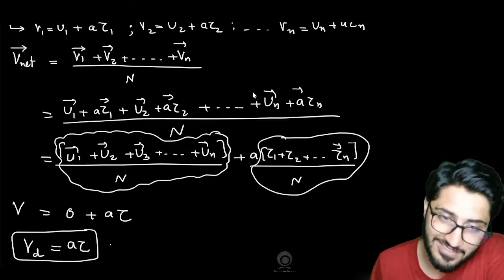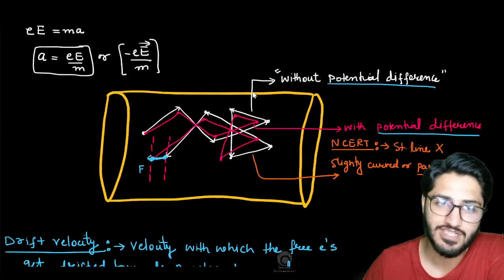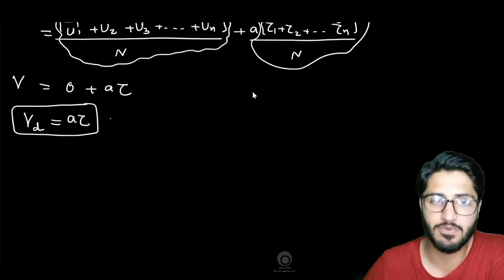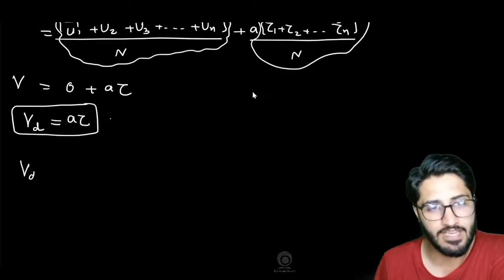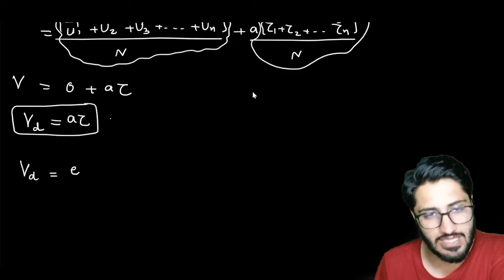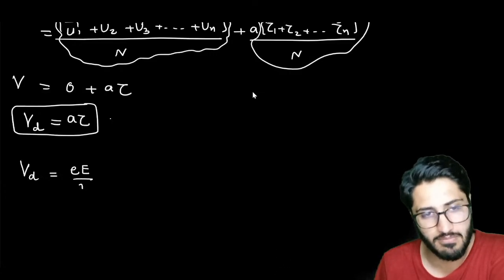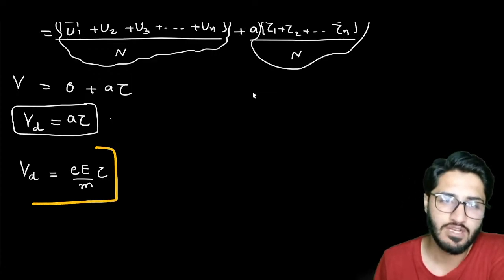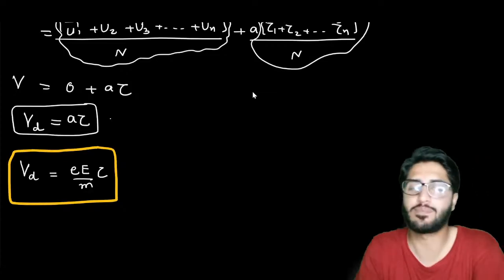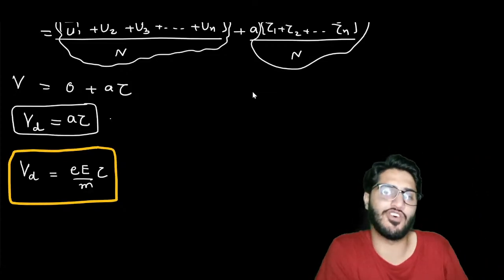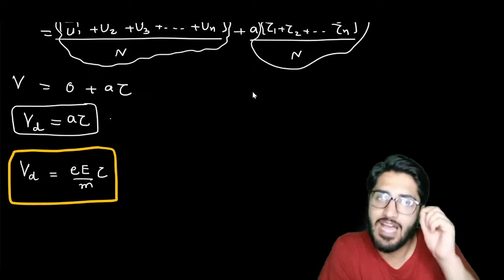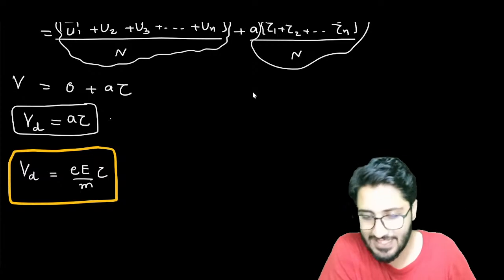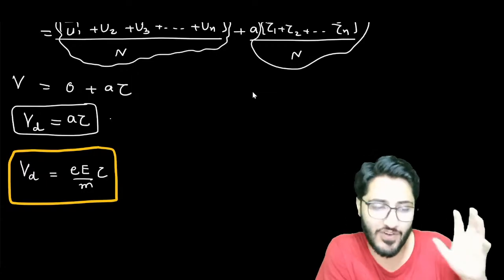And what is acceleration? Sir, acceleration is eE by m. So I can write Vd is equal to eE by m, then we have tau. So this is my relation of drift velocity. What is drift velocity? Charge of electron, electric field, average relaxation time, whole divided by mass of electron. This was a derivation of drift velocity.